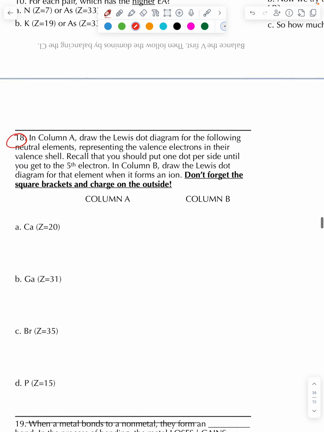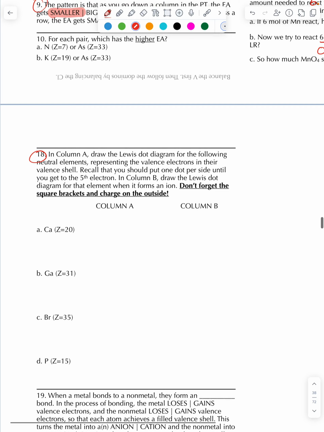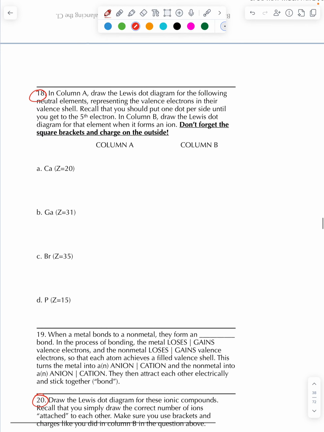Okay, there are more on these sheets. So let's start doing some Lewis structures. Again, you don't have to draw it. I'm only going to do a couple of these, but you should be able to identify what the correct drawing is. So let's do, in column A, a single atom of calcium. Calcium is an alkaline earth metal, so it has 2 valence electrons. So we need to put 2 dots.